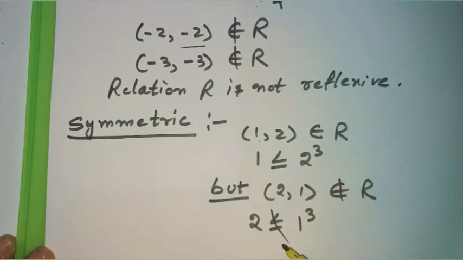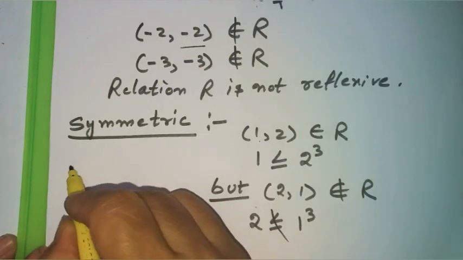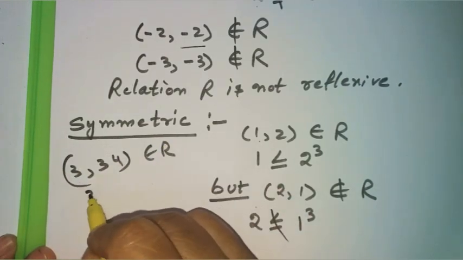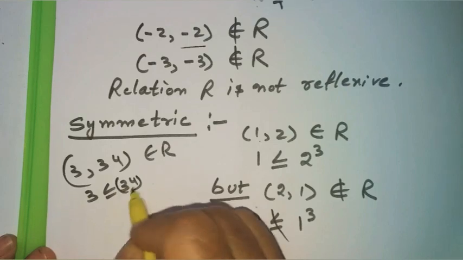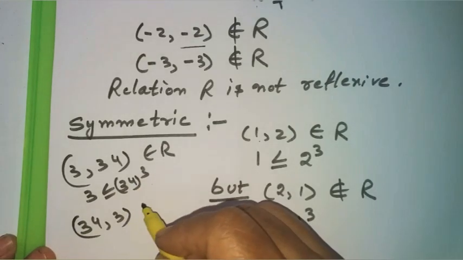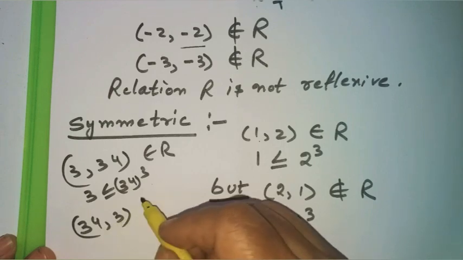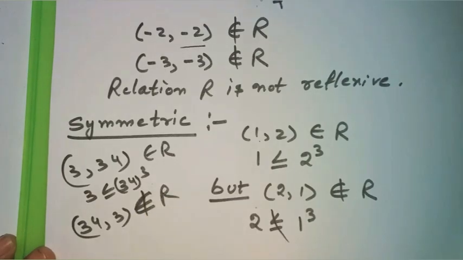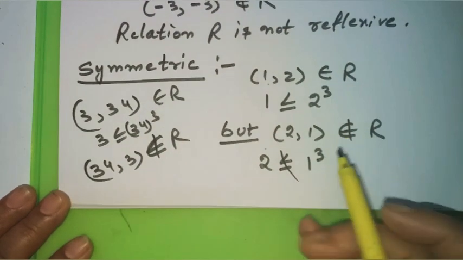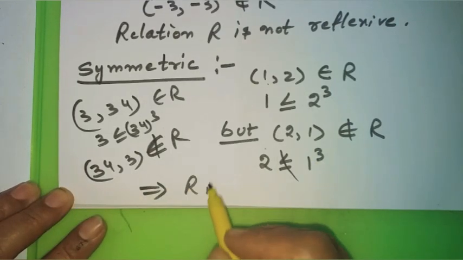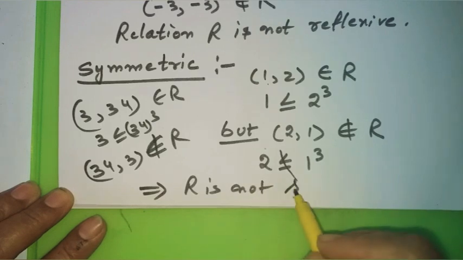So we are able to give one example. You will be able to give many more such examples. You can say (3, 34). It belongs to R because 3 is less than or equal to 34 cube, but 34 is not less than 3 cube. It is more than that. So this does not belong to R. This is the second example. You can create many more examples on your own, and this is how you have proved that the relation R is not symmetric.